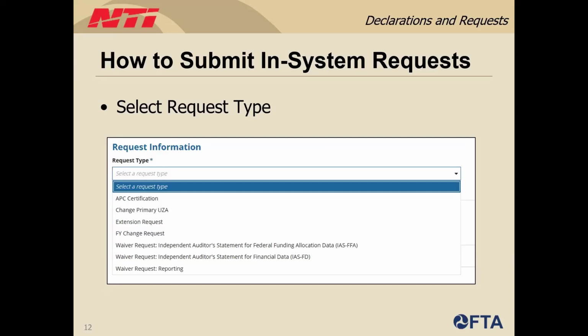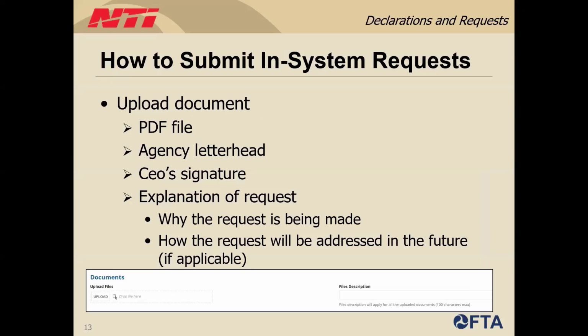For all of the requests listed, you'll need to upload a document to your request. This will be a letter that addresses the type of request you are making. Regardless of the request type, this letter should be in PDF format, should be on agency letterhead, and should include the CEO's signature. In this letter, you will explain in detail what you are requesting and why the request is being made, along with any other pertinent information.